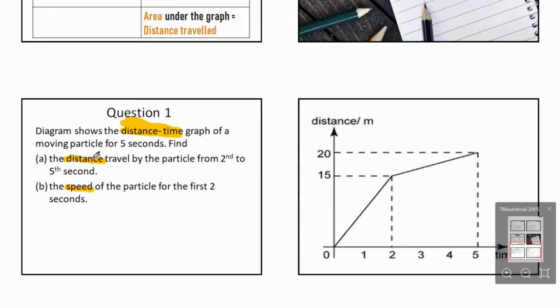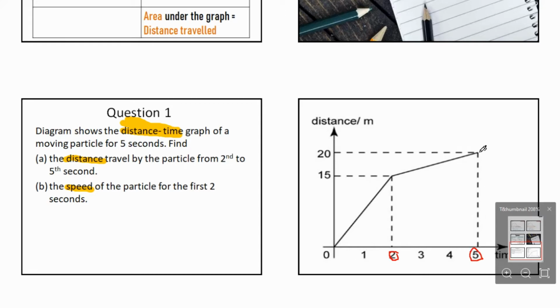To find the distance, you just look at the y-axis here. You don't need to do anything, you just look at this y-axis. The distance traveled by the particle from the second to the fifth second. So what's the distance traveled between 2 to 5 seconds?